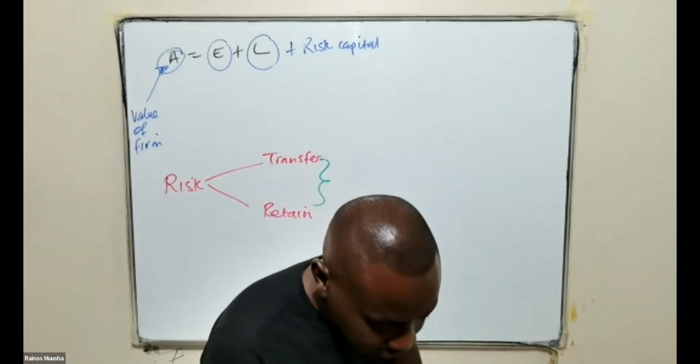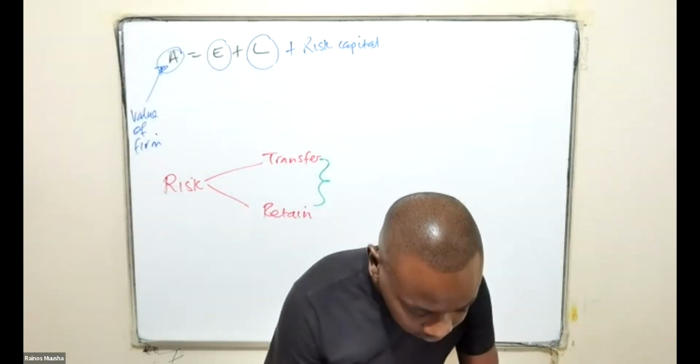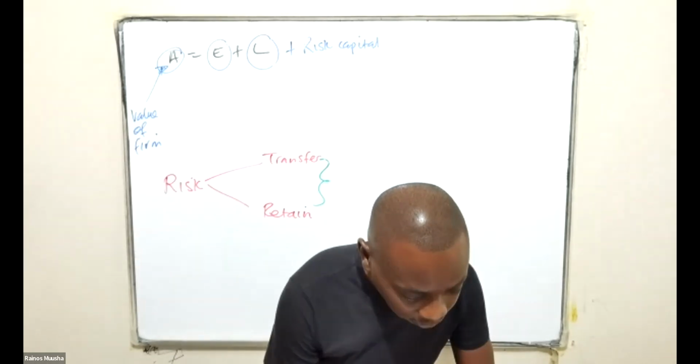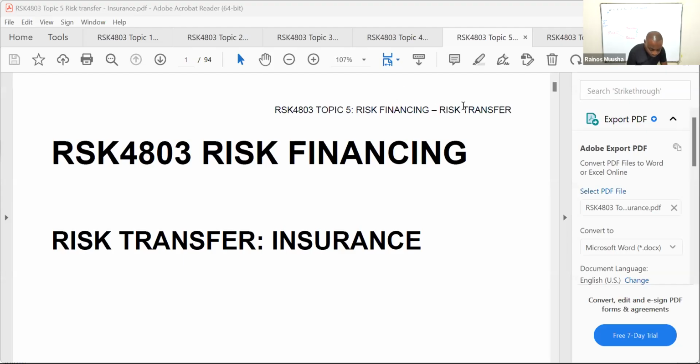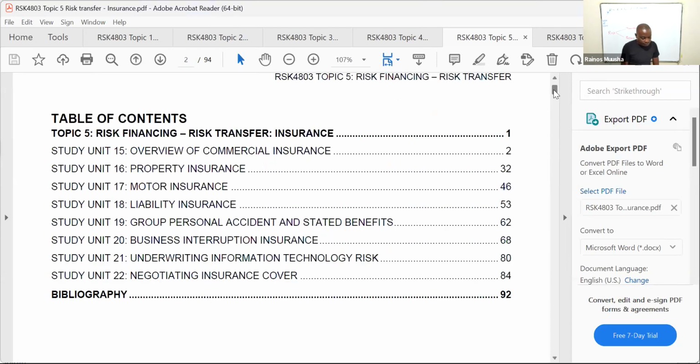Now, study unit 15 comes in from topic 5. Topic 5 covers risk transfer or insurance, and it covers study unit 15 all the way to study unit 22. Please note, for exam purposes, the lecturer over the years has emphasized study unit 15 and study unit 20.